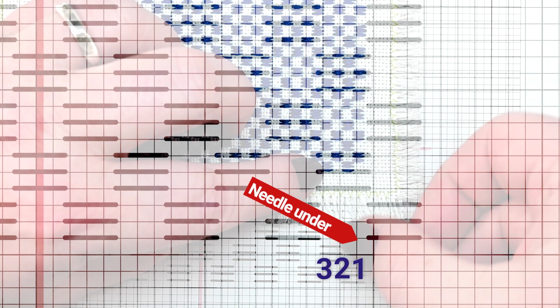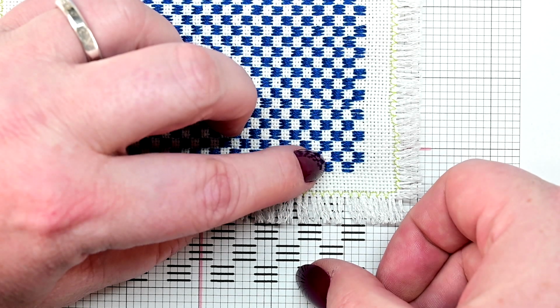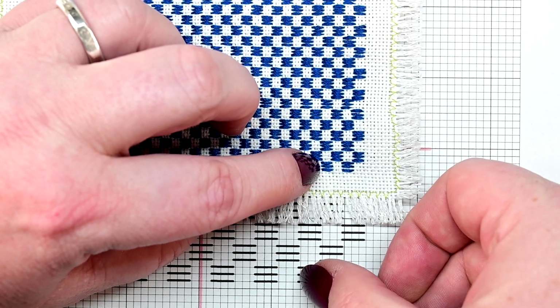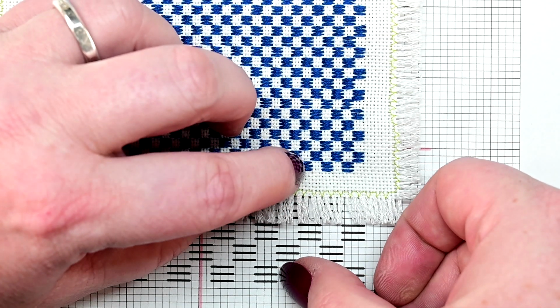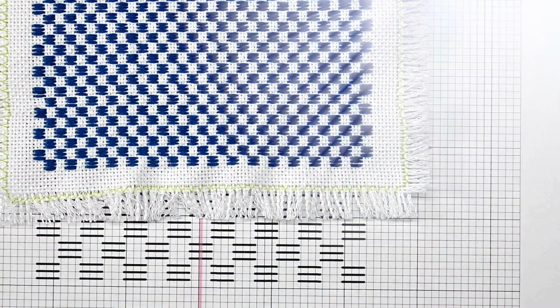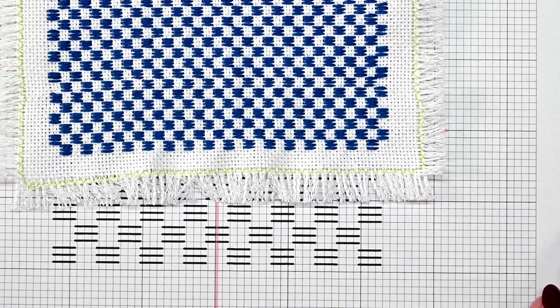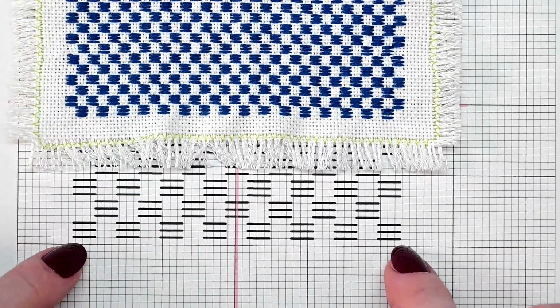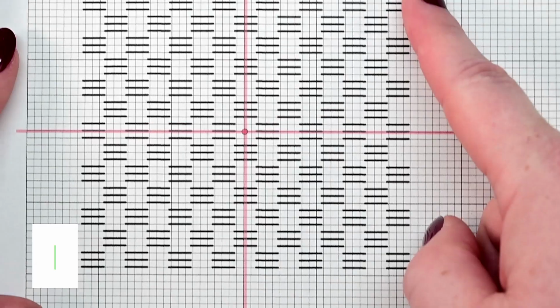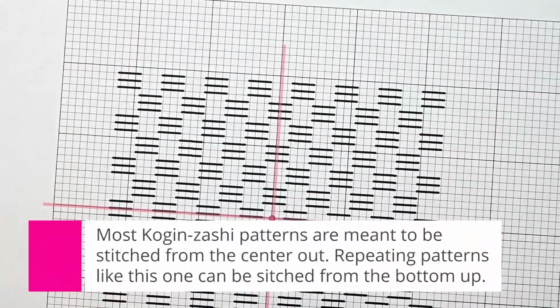And then there are 3 vertical lines here that have nothing. That means my needle goes under 3, and then over 3, 1, 2, 3, 1, 2, 3. Under 3, 1, 2, 3, 1, 2, 3. The way Kogin-zashi patterns are created is by reading from the bottom up or from the middle out in both directions.